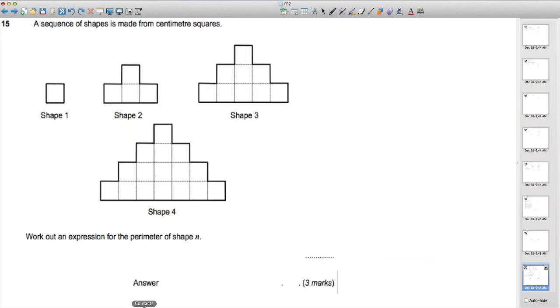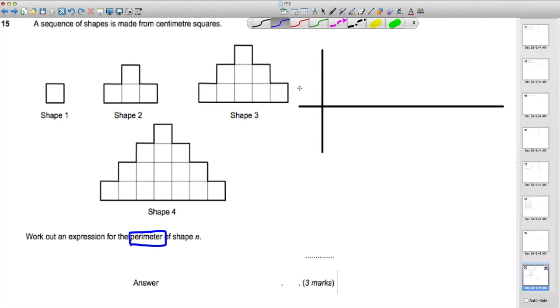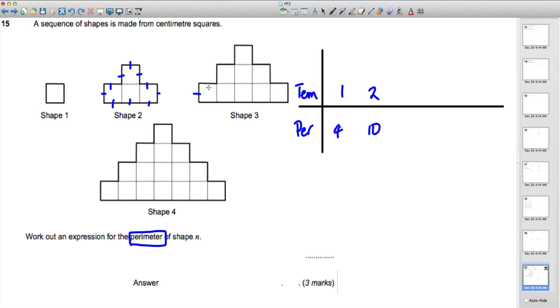Question 15. A sequence of shapes is made from centimetre squares. Work out an expression for the perimeter here, not the area. Do read the question of shape n. The perimeter here is 4, right? So let's draw out a little table for ourselves here. The first term, and the perimeter is 4. The perimeter here, counting 1, 2, 3 up to 10, is 10. The perimeter here is 16.